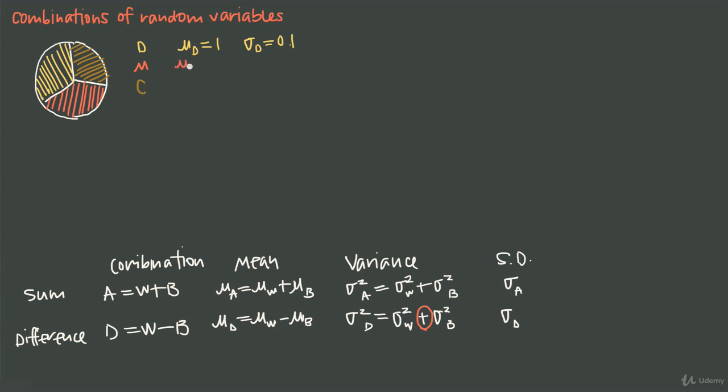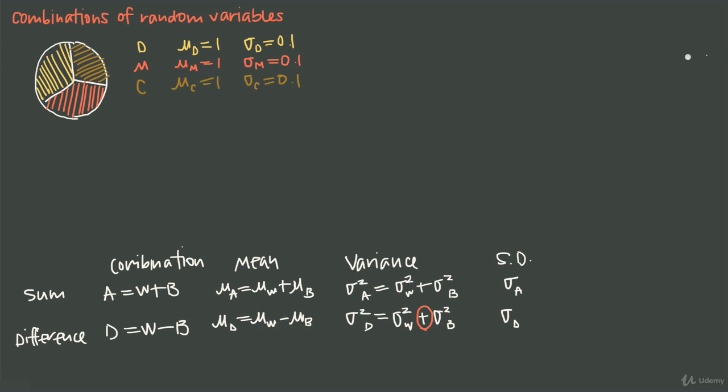The mean of the caramel popcorn, M, is 1 pound. The standard deviation of the caramel popcorn is 0.1 pounds. And then the mean of the chocolate-covered popcorn is 1 pound. The standard deviation of the chocolate-covered popcorn is 0.1 pounds. And we've been told that all 3 of these variables are normally distributed.